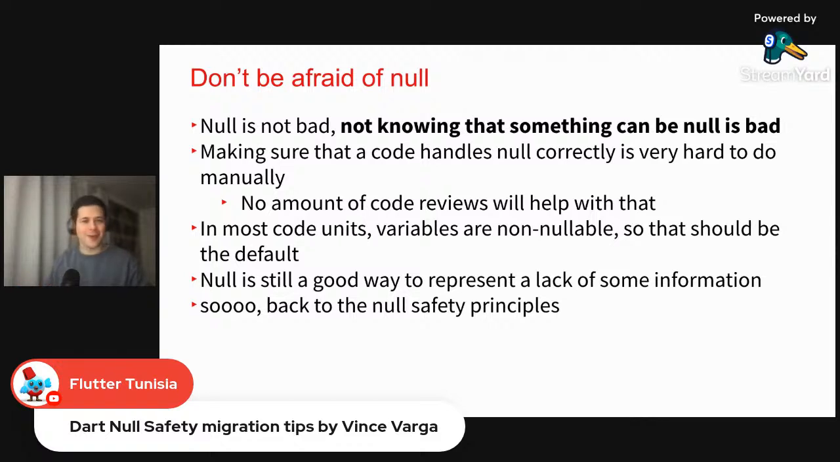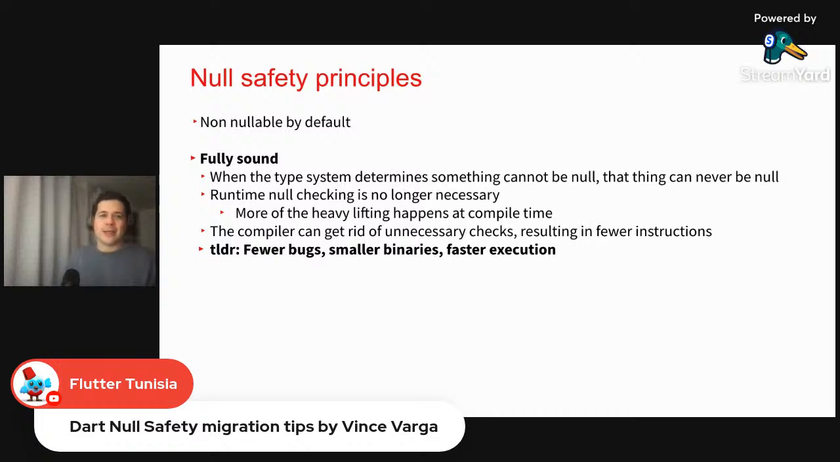But anyway, back to the null-safety principles. The second null-safety principle is that Dart's null-safety is fully sound. So when the type system determines that something cannot be null, then that thing can never be null. So runtime checking is no longer necessary. More of the heavy lifting happens at compile time. This also means that the compiler can get rid of unnecessary checks. This results in fewer instructions. The short version of this is that you will have smaller binaries, your apps will run faster, and also you will have fewer bugs because the type system can help you prevent these bugs.